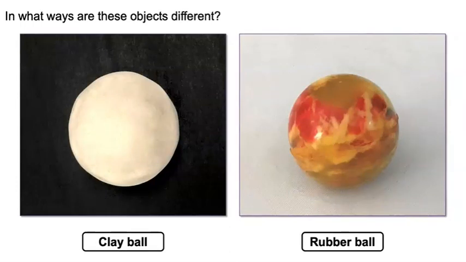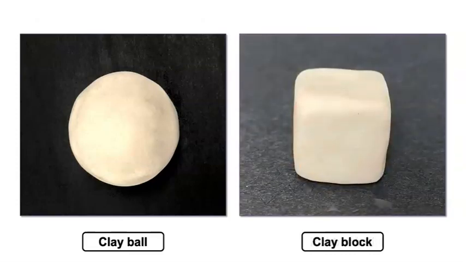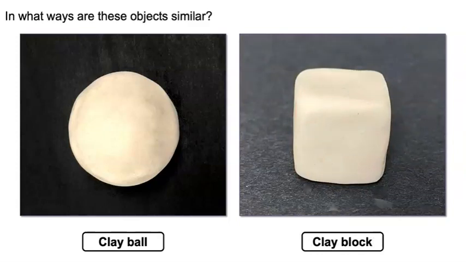In what ways are these objects different? I noticed that this ball is clay, but this ball is rubber. Now let's compare these two objects. In what ways are these objects similar? Both objects are clay, and both objects are about the same size.